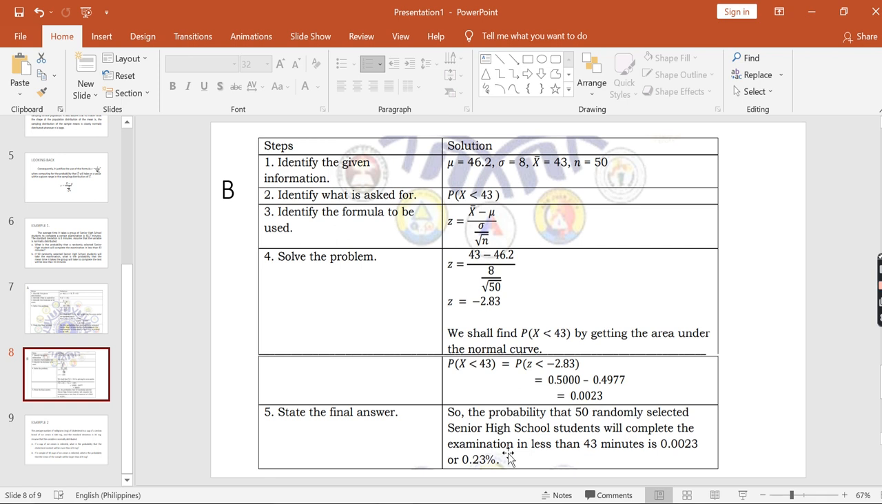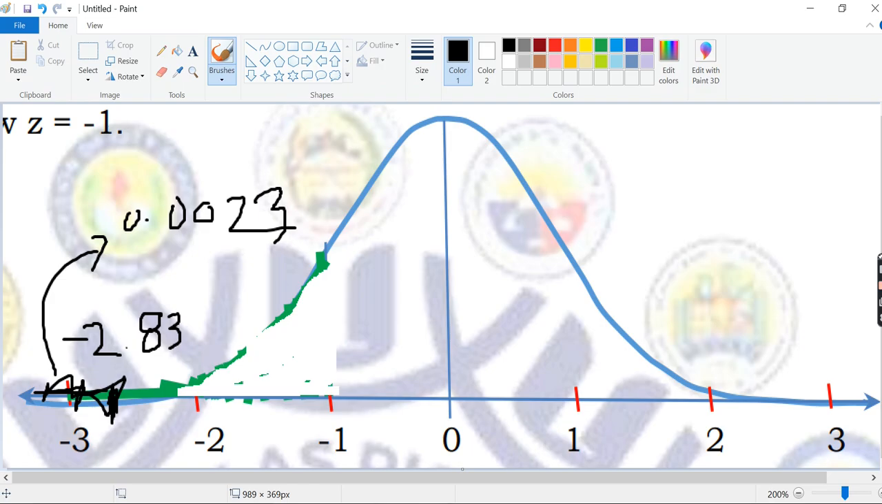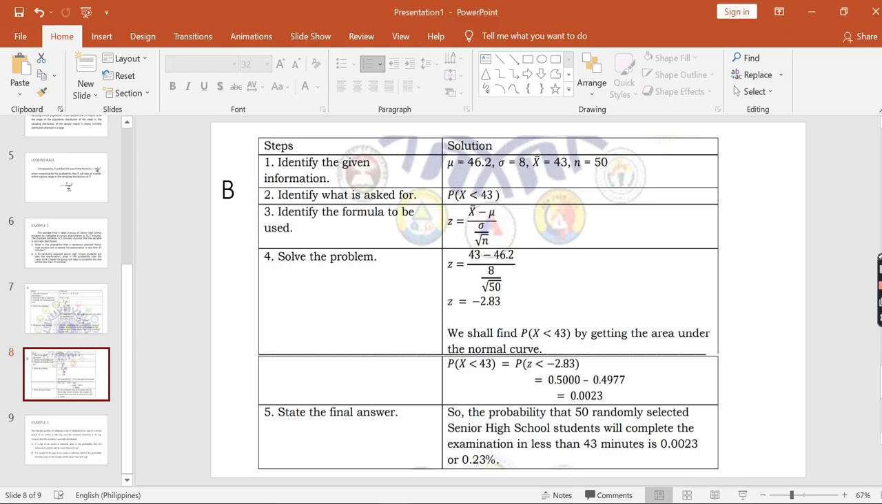0.23%. Now, if you will notice, let's say instead of 50, I'll be choosing 150. What do you think will happen to the probability? Will it go up or go down? Think about it. What do you think will happen to the probability? Will it increase or decrease?